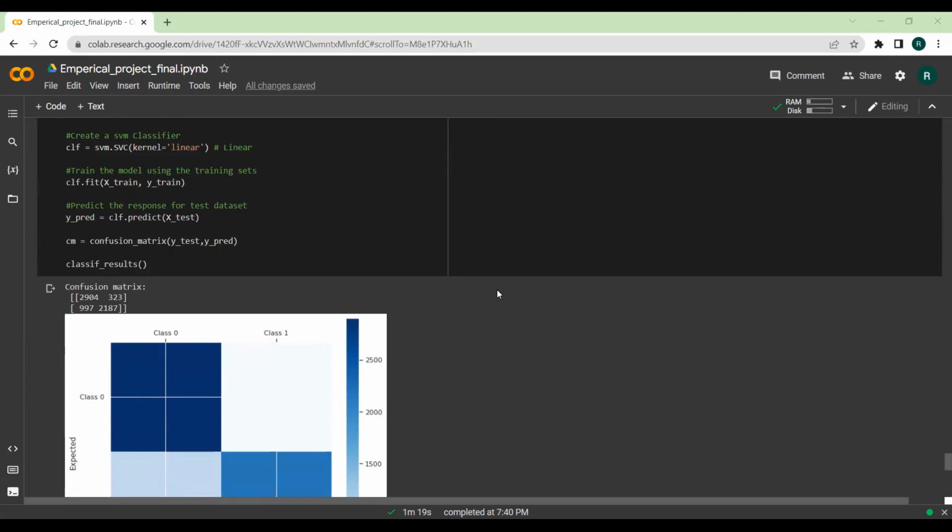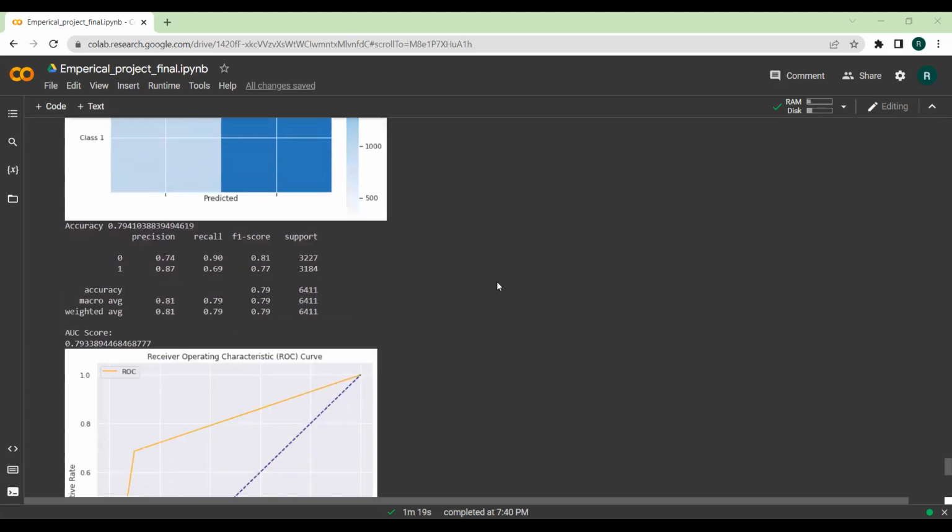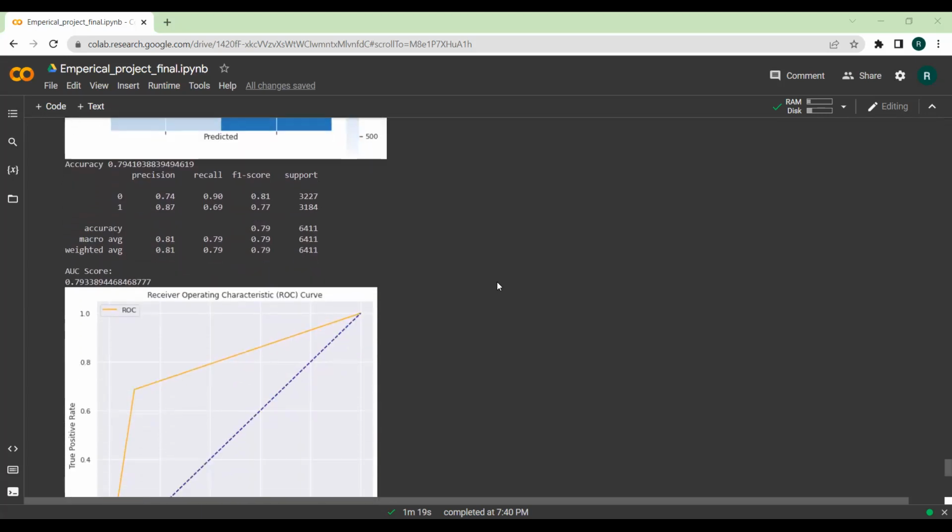And for this SVM model, we got an accuracy of 79. This doesn't mean the SVM is not performing well. For the Airbnb data, this model doesn't work well.